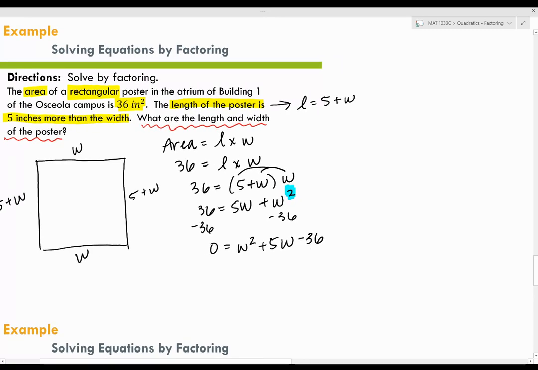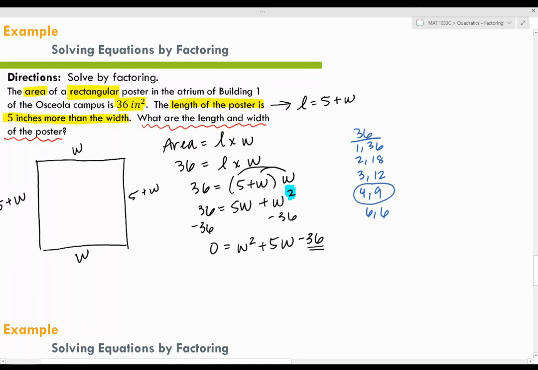So I'm looking for factors of 36 that are going to give me the middle term, which is 5. So if I list the factors of 36, that gives me 1 and 36, 2 and 18, 3 and 12, 4 and 9, 6 and 6. So of those pairs, the one that's going to give me a 5 is the 4 and the 9. And I need a positive 5.